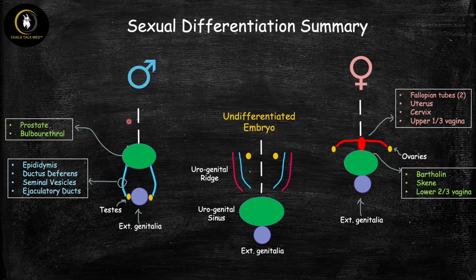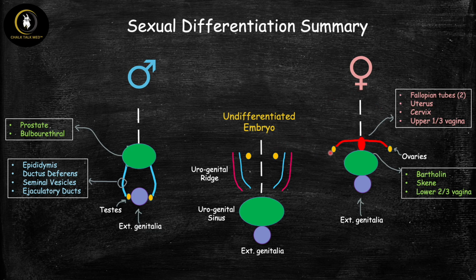And since this is a male, we no longer are going to need the Mullerian ducts, right? Because these are going to give rise to female structures. So the presence of testes is actually going to cause these ducts to go away. So they're not present here. And then the final thing is that the structures of the urogenital sinus are going to give rise to the glands here, which are the prostate and the Cowper's glands. So that's the male.